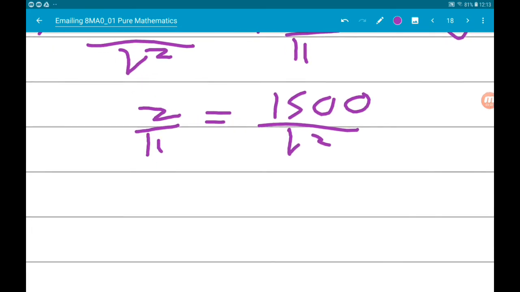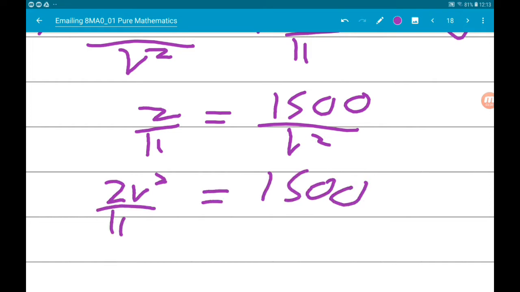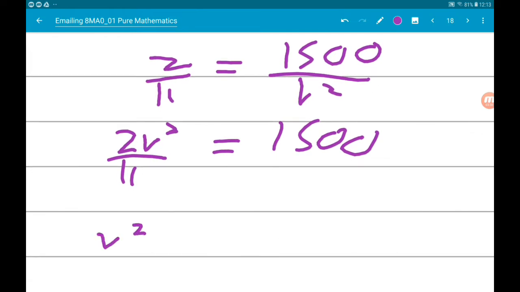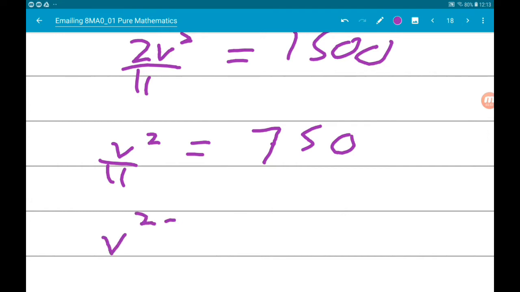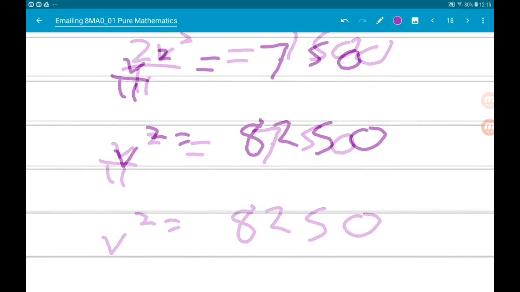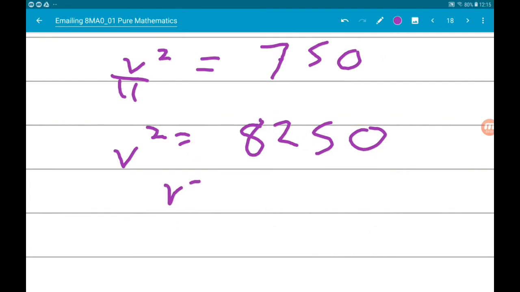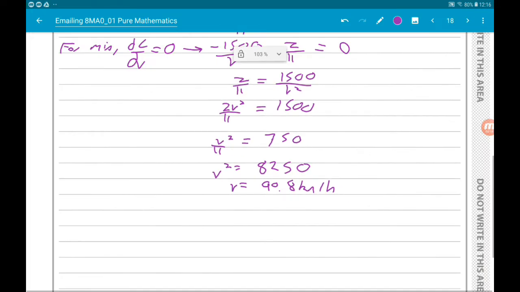So we multiply by V squared. 2V squared over 11 is 1500. Divide by 2, V squared over 11 is 750. Times by 11, V squared is 8,250. Now, if we square root that and go to one decimal place, we get V is 90.8 kilometers per hour. Okay, so that's A part one.